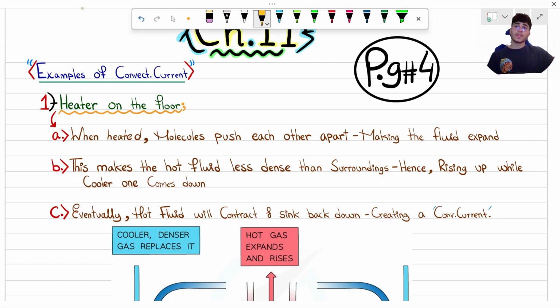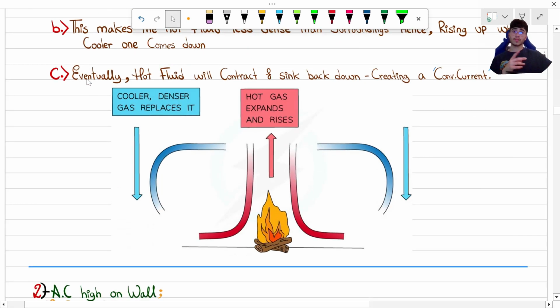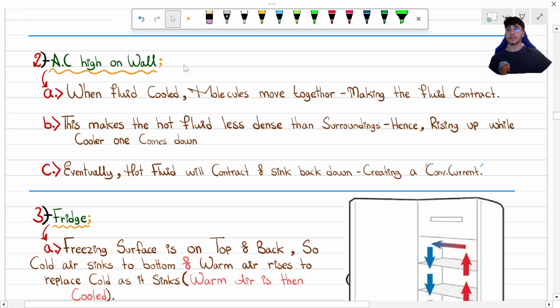Heater on the floor. When heated, it pushes the molecules apart, making the fluid expand. So like I said, when you heat the fluid, it expands. This makes the hot fluid less dense than the surroundings, and hence it rises up, and the cooler one comes down. Eventually this will repeat the cycle and create a convection current.